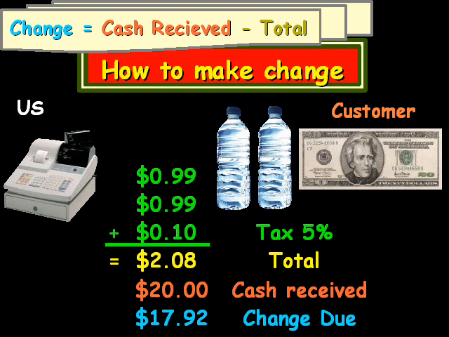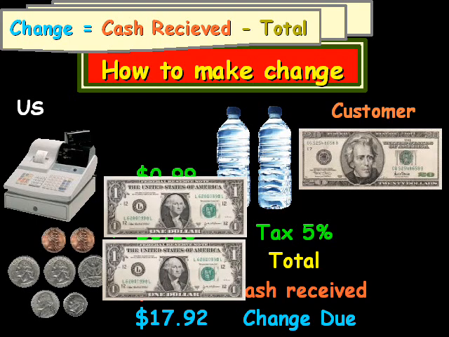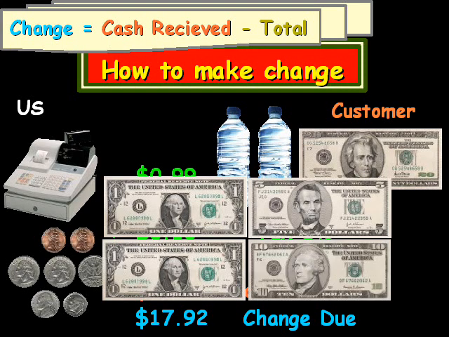One of the ways we can double check and make sure we give them back the right amount is to count it out when we give it back to them. We start with the $2.08 total, and then we add 92 cents. So I've got 92 cents there. 92 cents plus $2.08 is $3. Then we want to bring our total up to $5, so we add in 2 ones, and that brings our total up to $5. Then we add a $5 bill, and that brings our total up to 10. And then we add a $10 bill, and that brings our total up to 20.